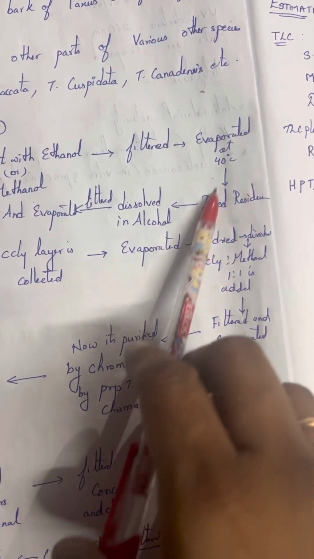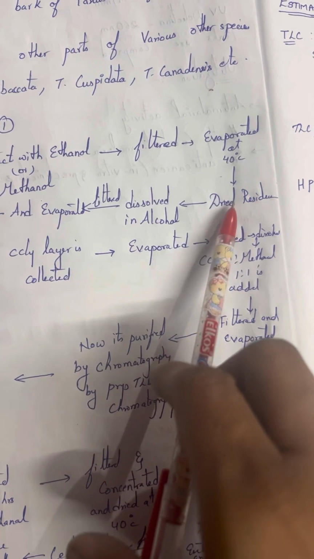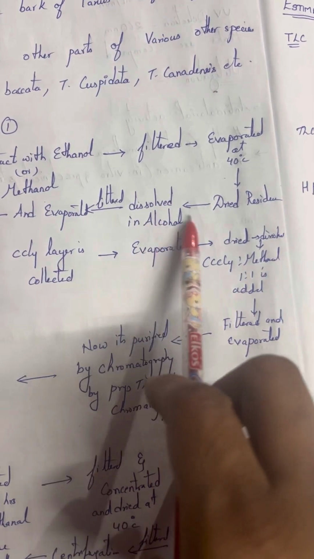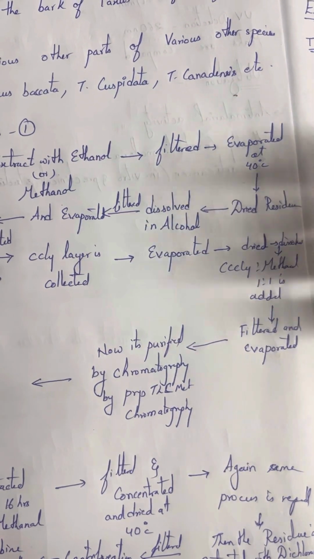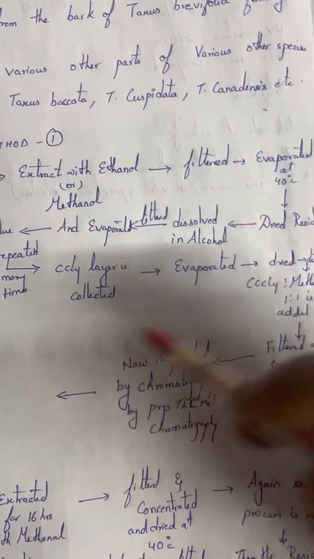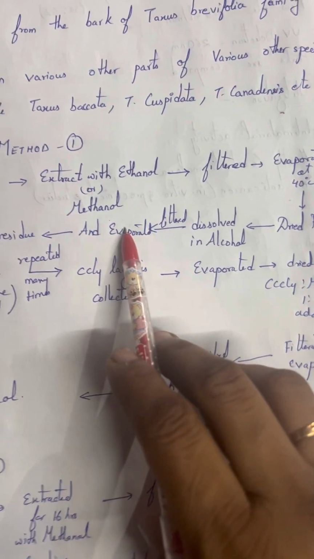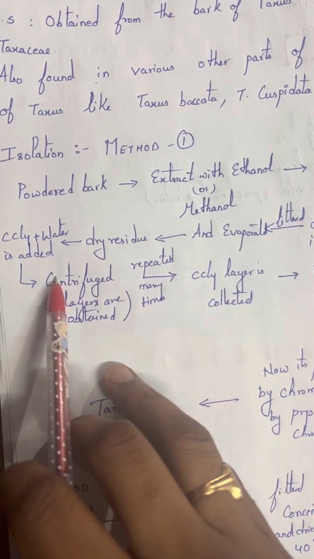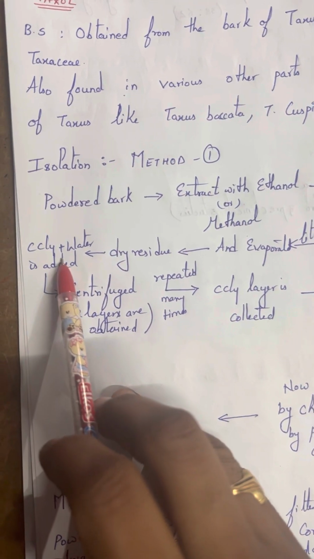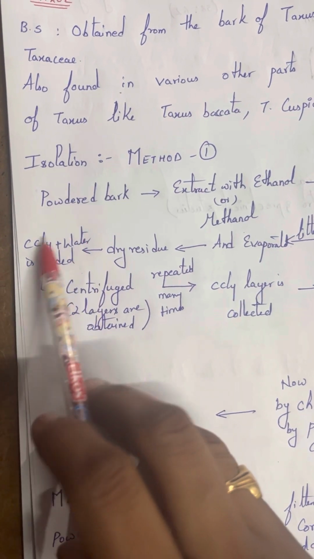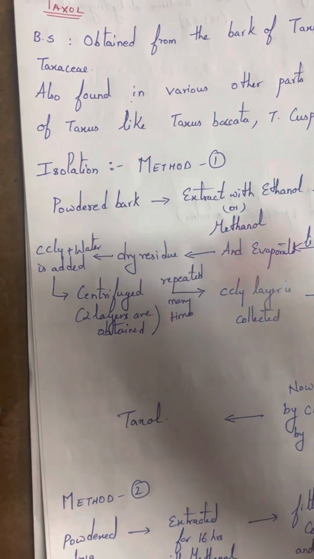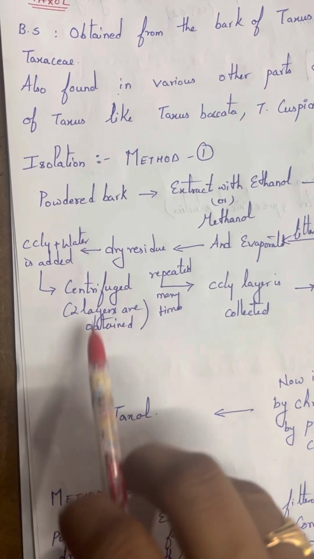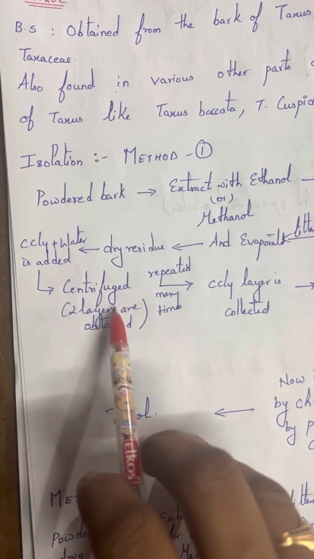When you evaporate it, you will get a dried residue. This dried residue is dissolved in alcohol and filtered. You will get an alcoholic extract, which is again evaporated and you again get a dry residue. To the dry residue, carbon tetrachloride and water are added, and when you centrifuge it, you will get two layers.